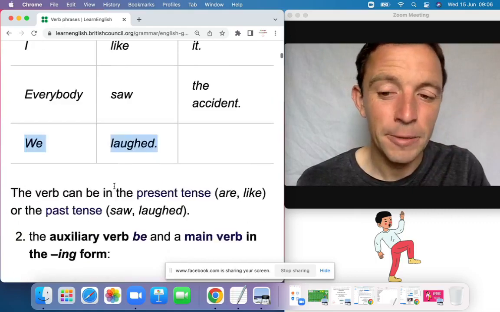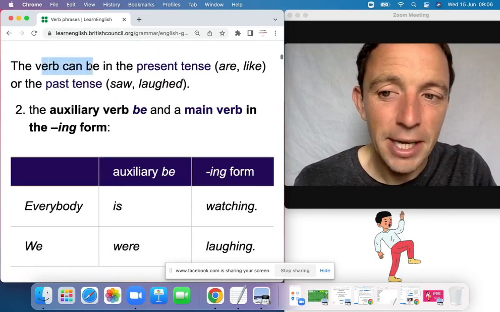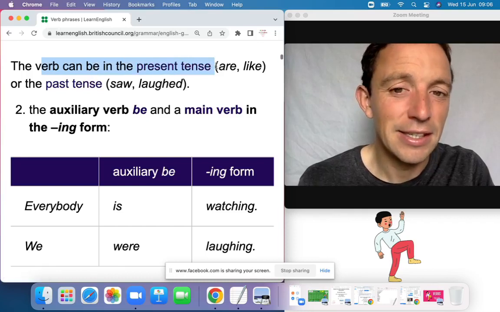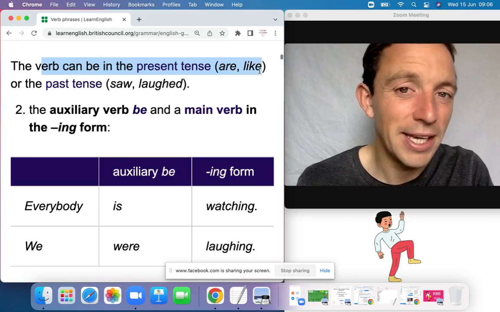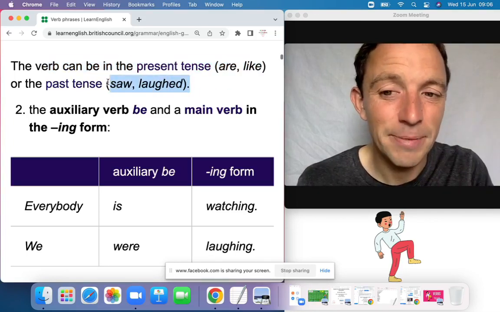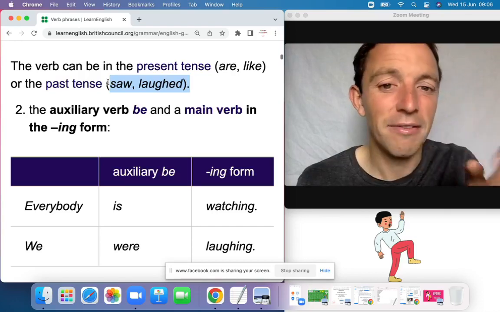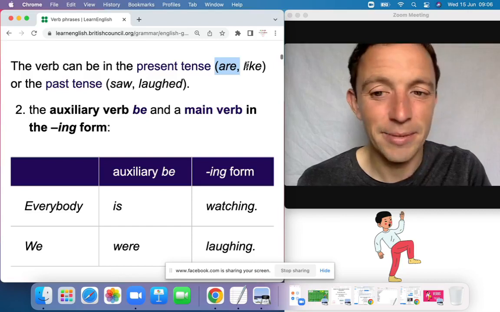Very simple. Let's continue. The verb can be in the present tense. I am, you are, he is, she is, I like, you like, he likes, etc. So it's possible in the present and it's possible in the past. See, saw, laugh, laughed, to be, was, like, liked. Okay, number 2.